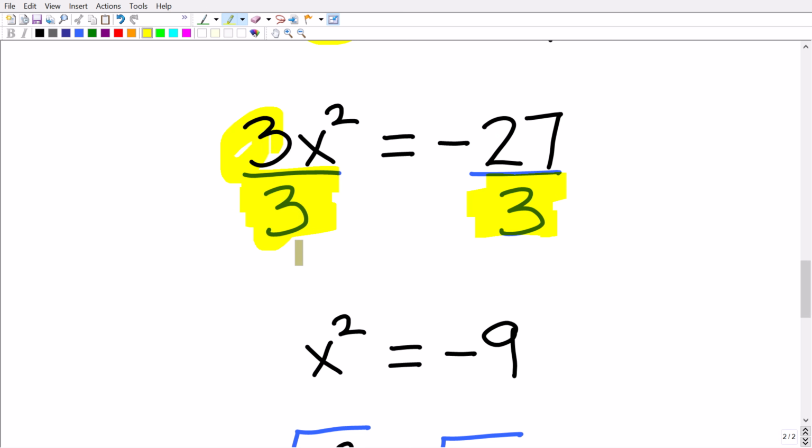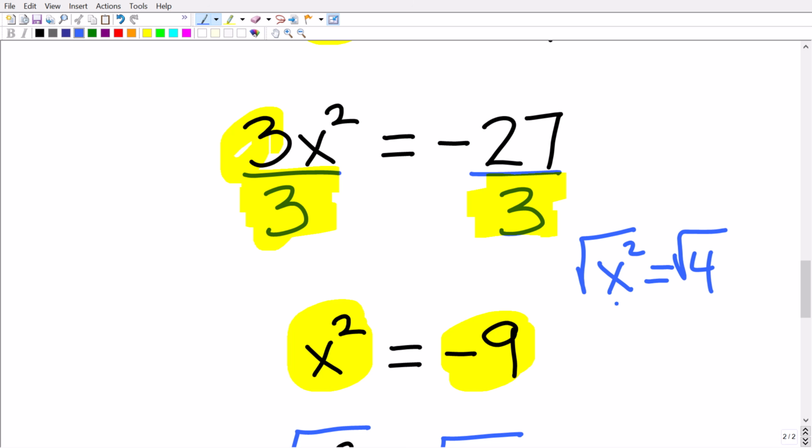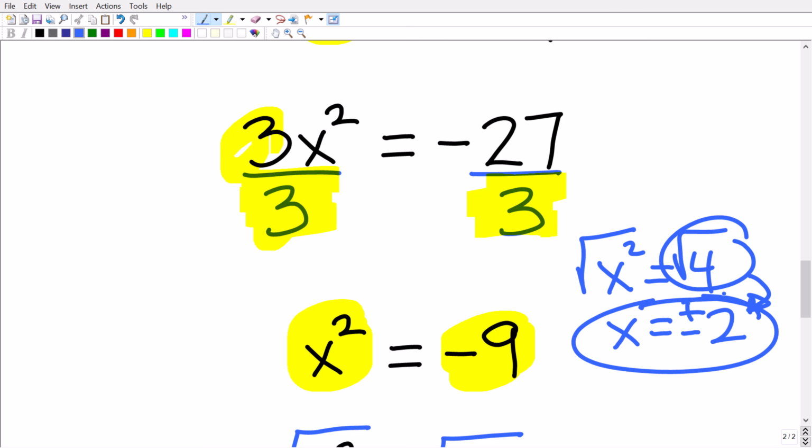So 3 divided by 3 again is 1, so we have 1x squared, or x squared, is equal to negative 27 divided by 3, which of course is negative 9. When you are trying to solve a quadratic equation by taking the square root of both sides, you want your x squared or y squared or whatever you have on one side of the equation and a number on the other side, like let's say 4. Then we could take the square root of both sides and solve for x. In this simple example, x would be equal to positive and negative 2. Remember, we're going to have two solutions to all quadratic equations.